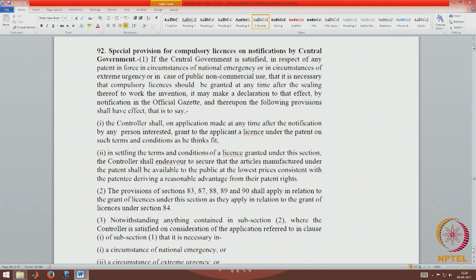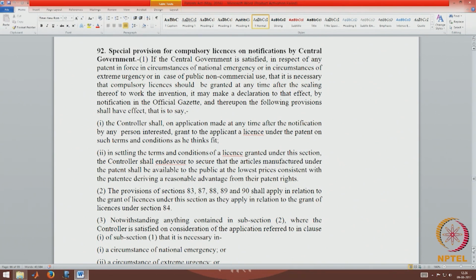So the first step for 92 to be activated, or for seeking a compulsory license under 92, would be to look at whether the government has issued a notification in the official gazette. So the condition for a 92 is that there has to be a declaration by notification in the official gazette. The official gazette is the official record by which government makes public announcements. So something is published in the official gazette, it is a record that something has been published by the government. So a notification in the official gazette is a requirement.